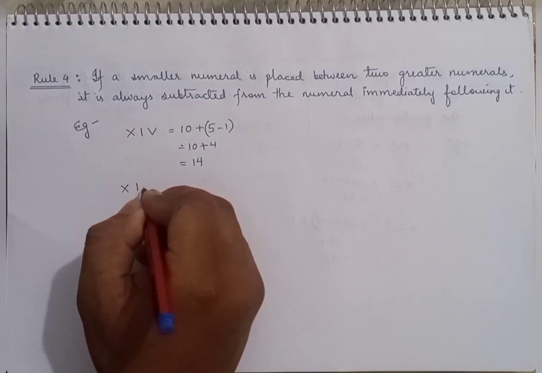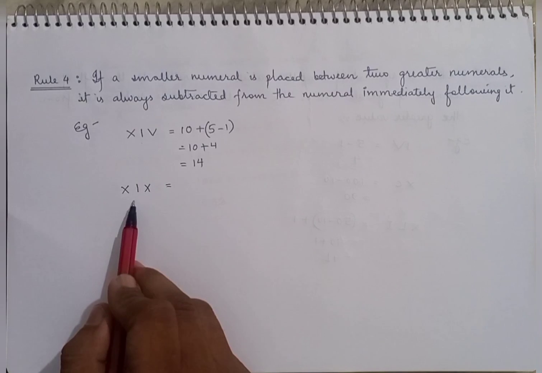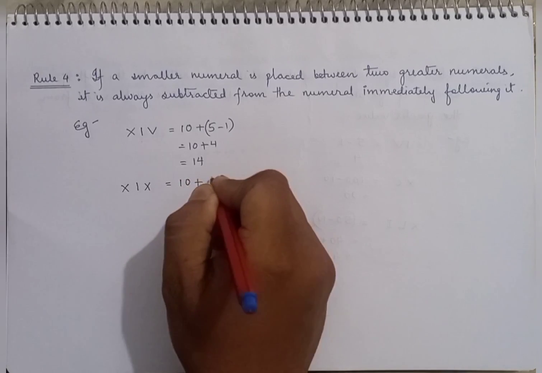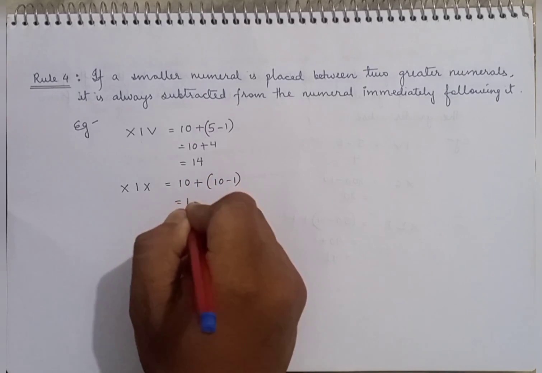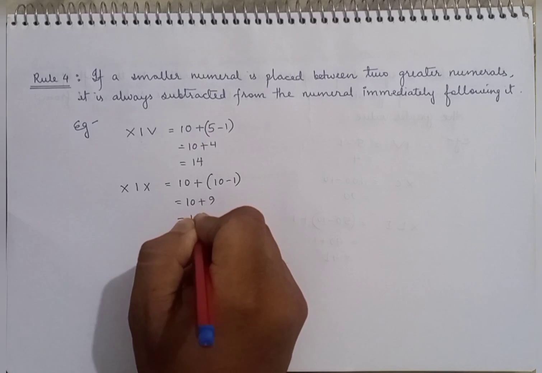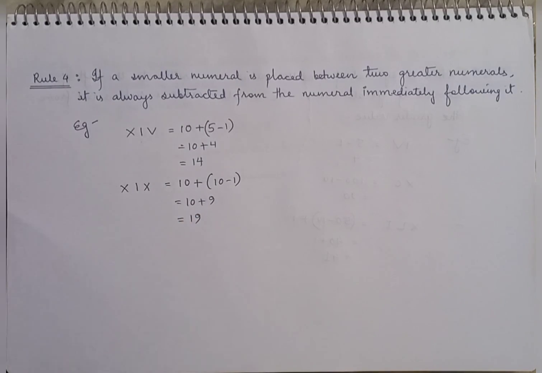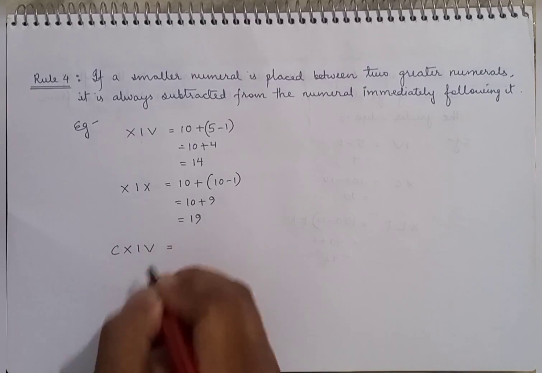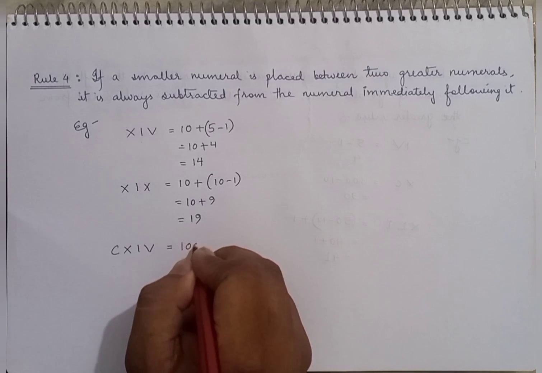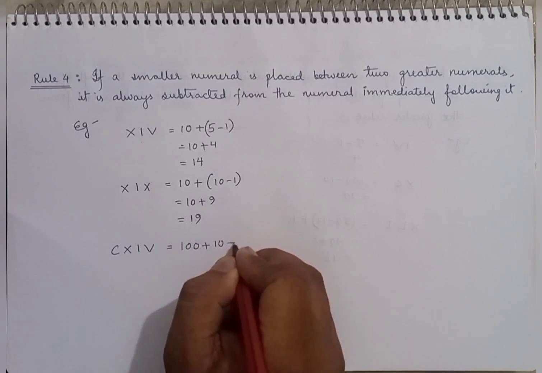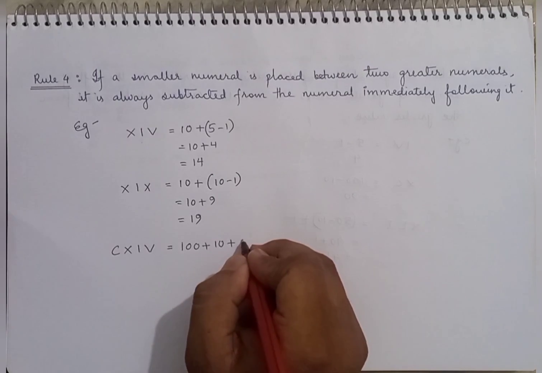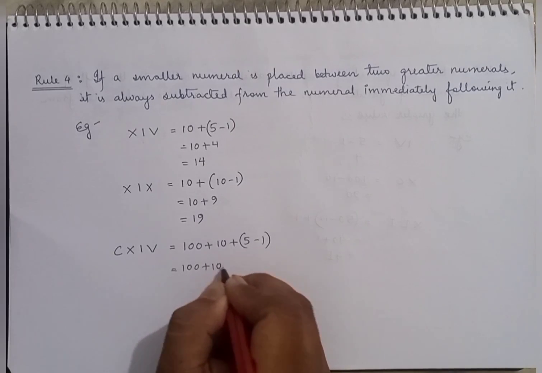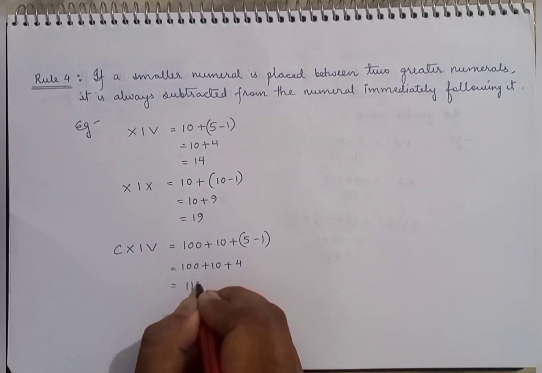Similarly, if we write X, I and X, I is placed between two X's. So 10 plus 10 minus 1. So 10 plus 9 will give us 19. Let's take one more example. C, X, I and V. So C is 100, X is 10, I and V. So 5 minus 1. So 100 plus 10 plus 4, 114.